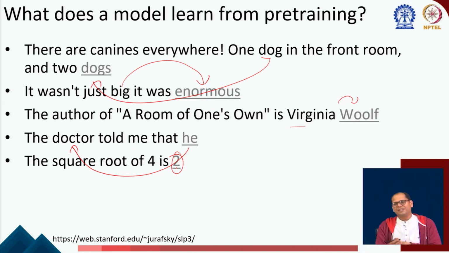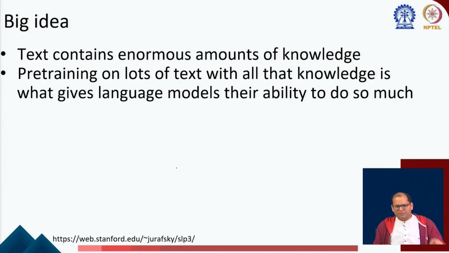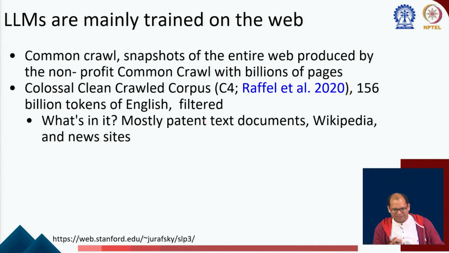So you see, you are learning different types of tasks while you are doing just next word prediction, because the web is full of data of different genres, right? So that's the idea. You are taking all the text available on the web, and it contains enormous amounts of knowledge, right? And if you pre-train on this lot of data, this is what gives the language model the ability to do so much that we are seeing, right? So you can pre-train on this huge data, and then it gets the ability to do so many different types of things.